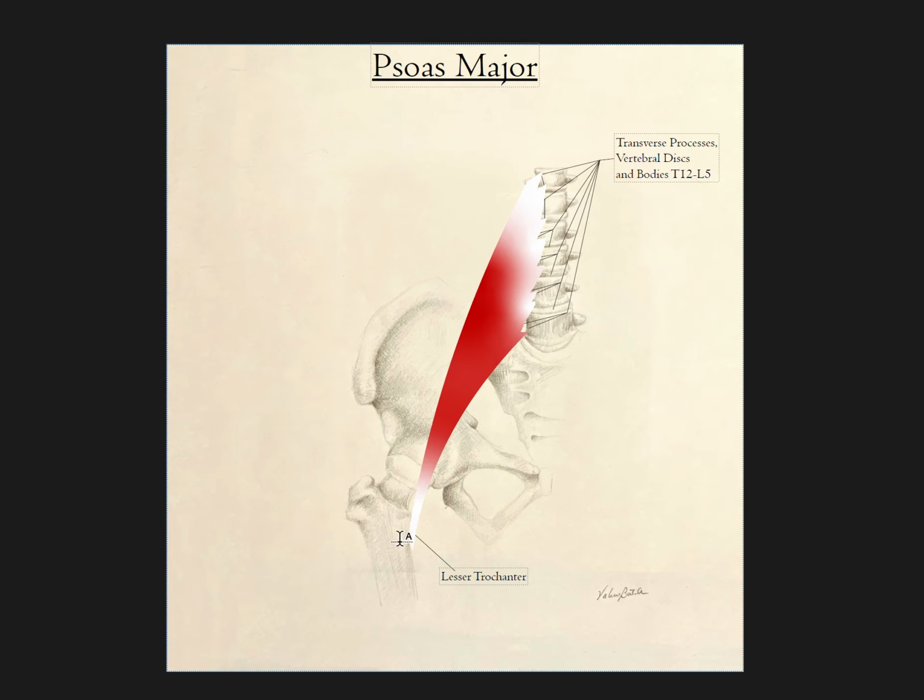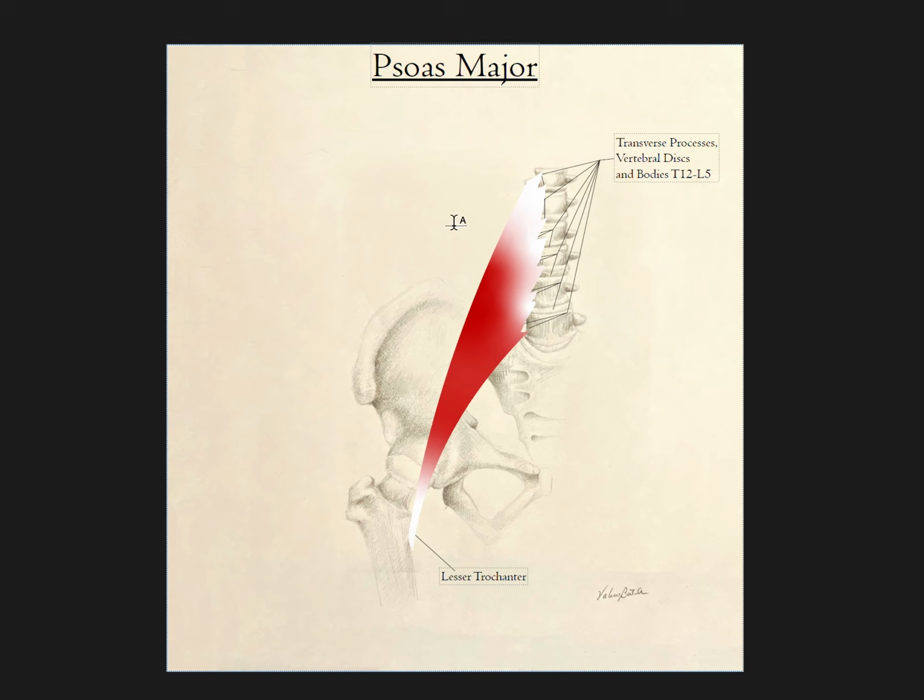What does that mean in terms of its function? That means that it's going to pull this lesser trochanter superiorly and anteriorly to bring your hip into flexion. The psoas major is a hip flexor. And we're going to talk about it in combination with the next muscles, and how they all work in concert together.